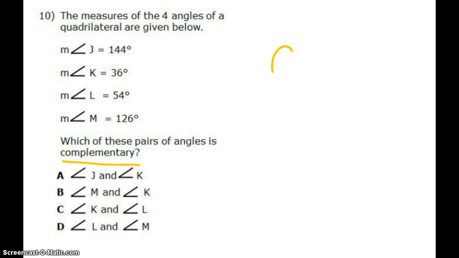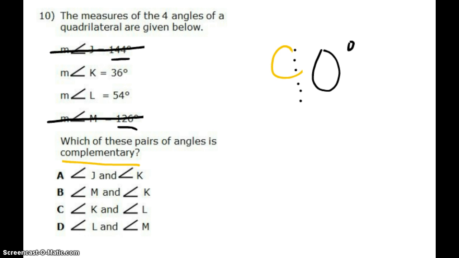Complementary. What does complementary mean? Remember the little trick, if I draw a C, I can continue on and do a 0. So complementary angles are two angles whose sum is 90 degrees. So we're looking for two angles with a sum of 90 degrees. Well, the first thing that I would do is I would look at J and I would look at M. If I add anything to those angles, it's going to end up being more than 90. So my answer is not going to be anything with a J or an M.